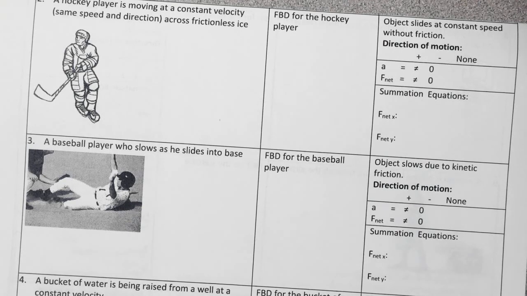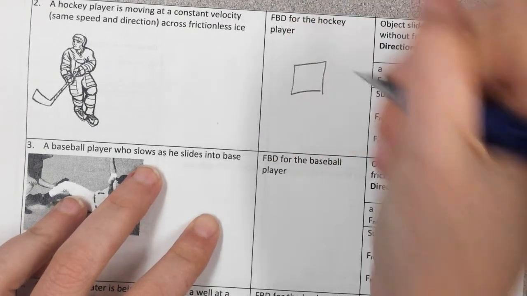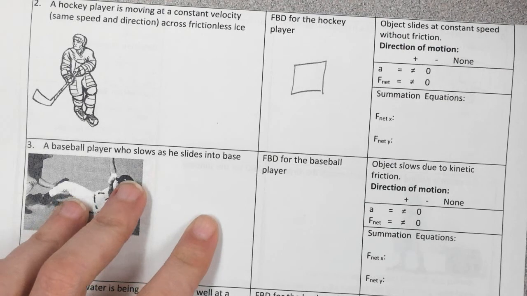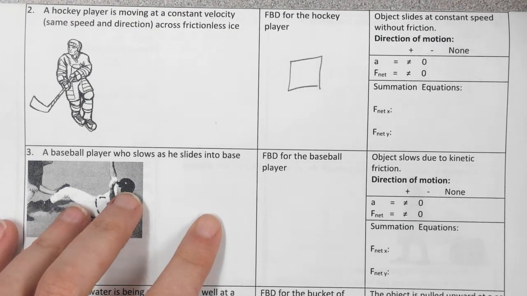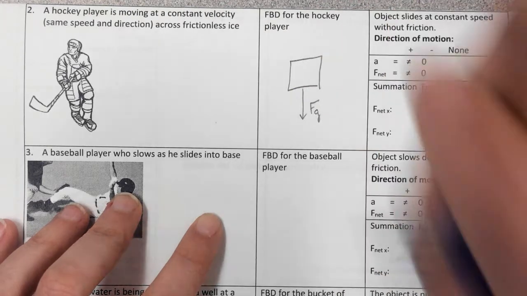Alright. Are you all ready? So free body diagrams always start out as a box. What is definitely pulling on the hockey player? He's on what planet? Earth, so there's definitely gravity. Pretty much always, you can always start off with gravity.